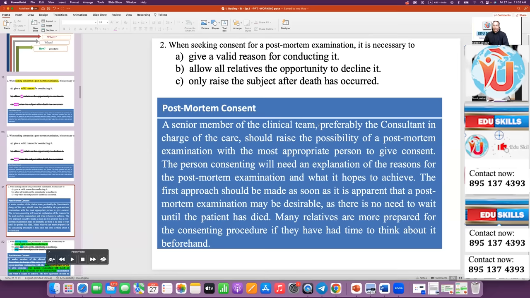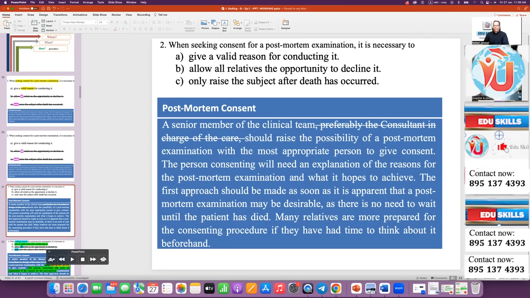Here, what is the subject complement? Ignore the subject complement to save your time. See, a senior member of the clinical team should raise the possibility of a postmortem examination, so preferably the consultant in charge of the care, is not essential to understand the message. Whatever comes in between commas are known as subject complements. It doesn't make a change in the meaning of the whole sentence, so you can just ignore that so that you save time.